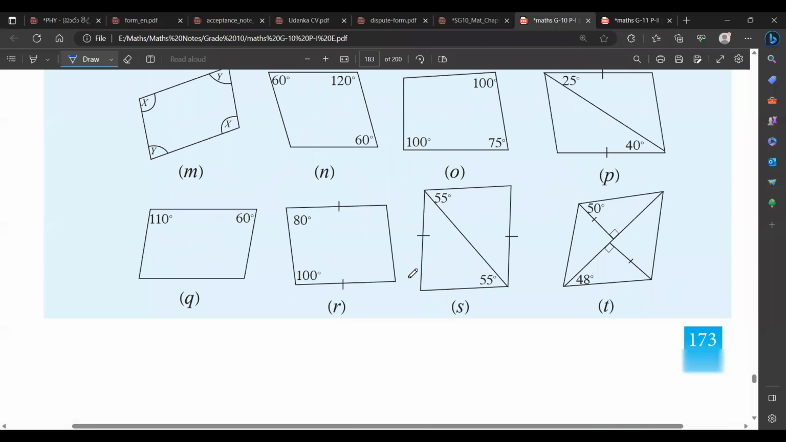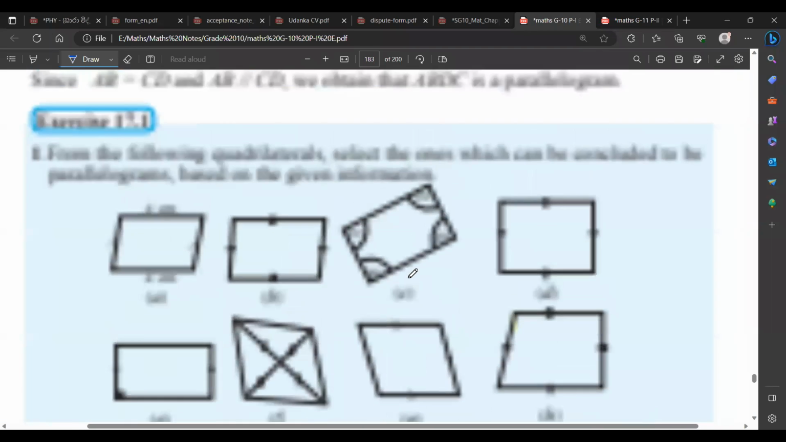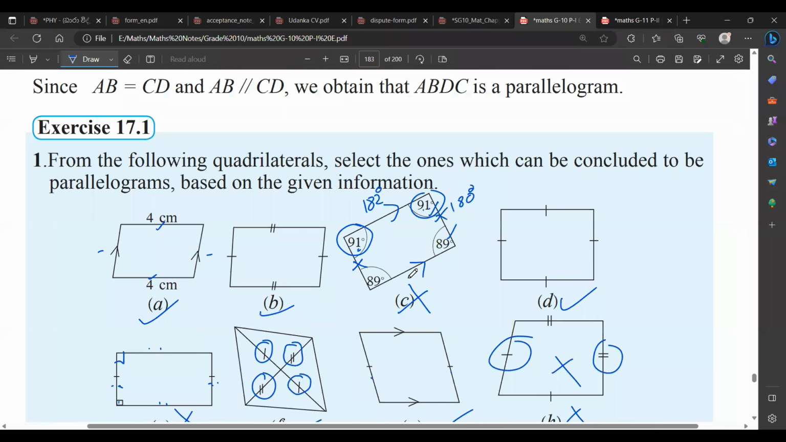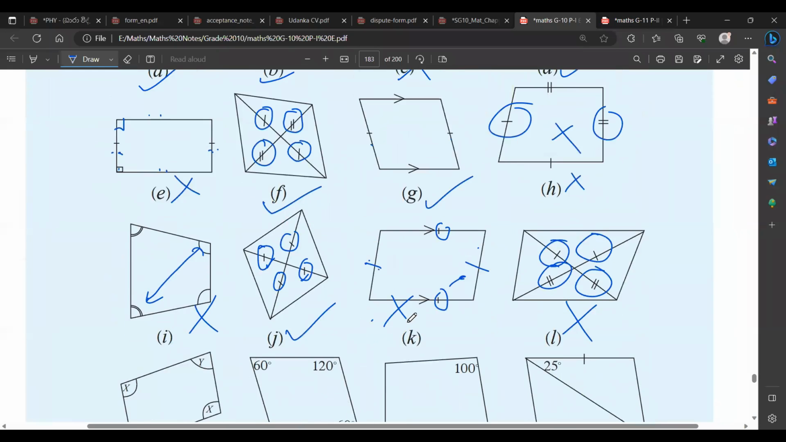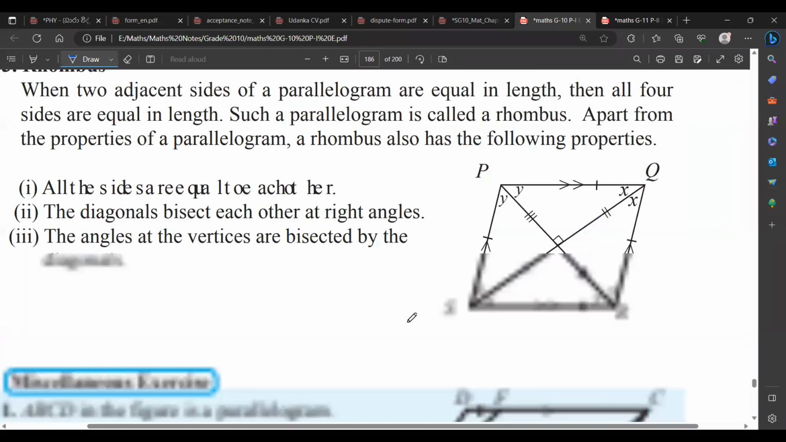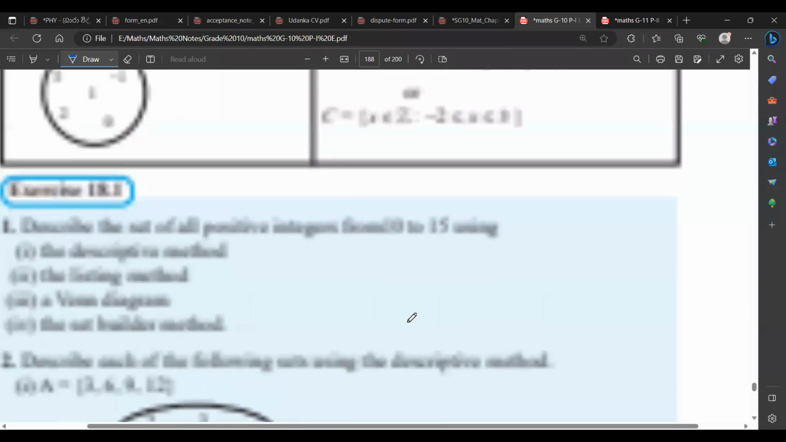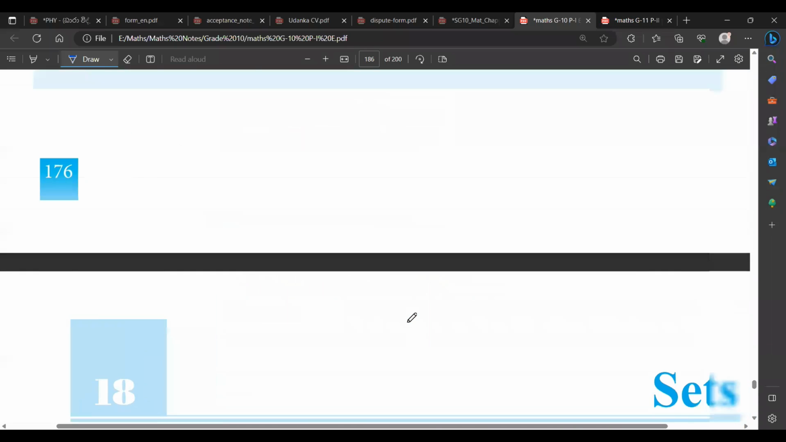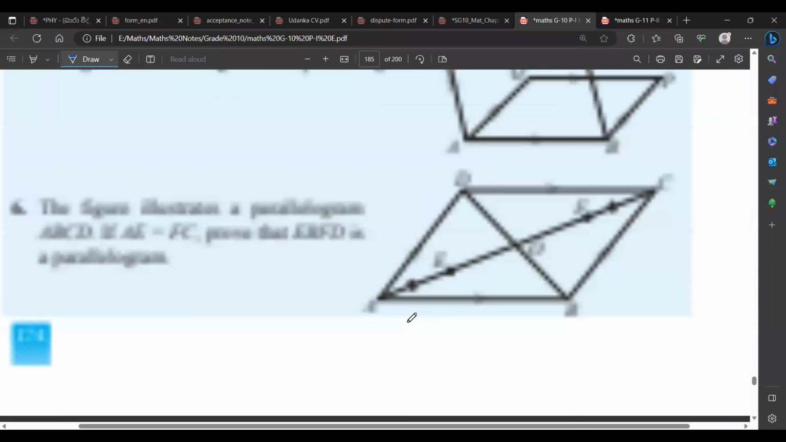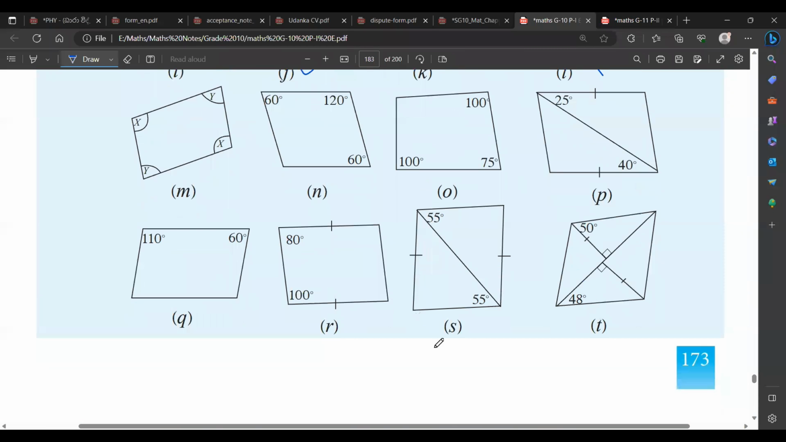You can do this exercise, 17.1. I'll start the important lesson tomorrow, lesson 6, the final one. So don't miss the class tomorrow. It is important, tell others also. I will discuss something tomorrow and start the new lesson.